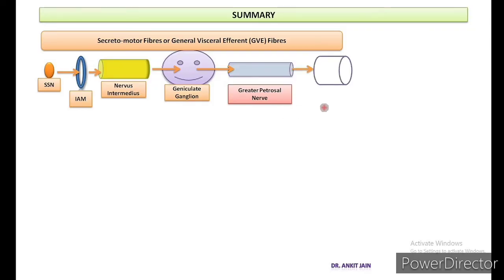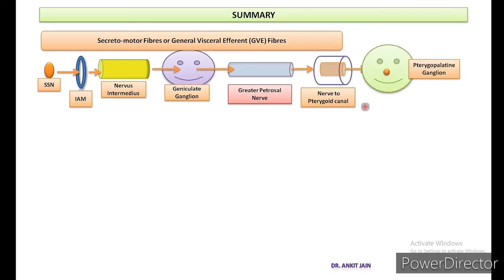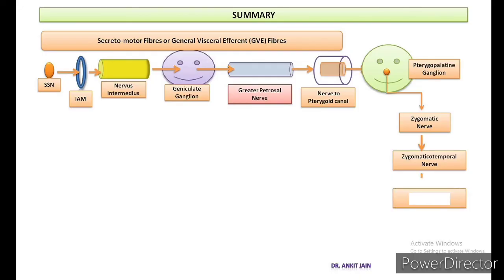Within the pterygoid canal, greater petrosal nerve joins with the deep petrosal nerve and forms nerve to pterygoid canal or Vidian nerve. Then these fibers pass through the pterygopalatine ganglion and relay here. Now the post-ganglionic secretomotor fibers arise, which first run along with the zygomatic nerve, then zygomaticotemporal nerve, and then along with the lacrimal nerve to innervate the lacrimal gland.